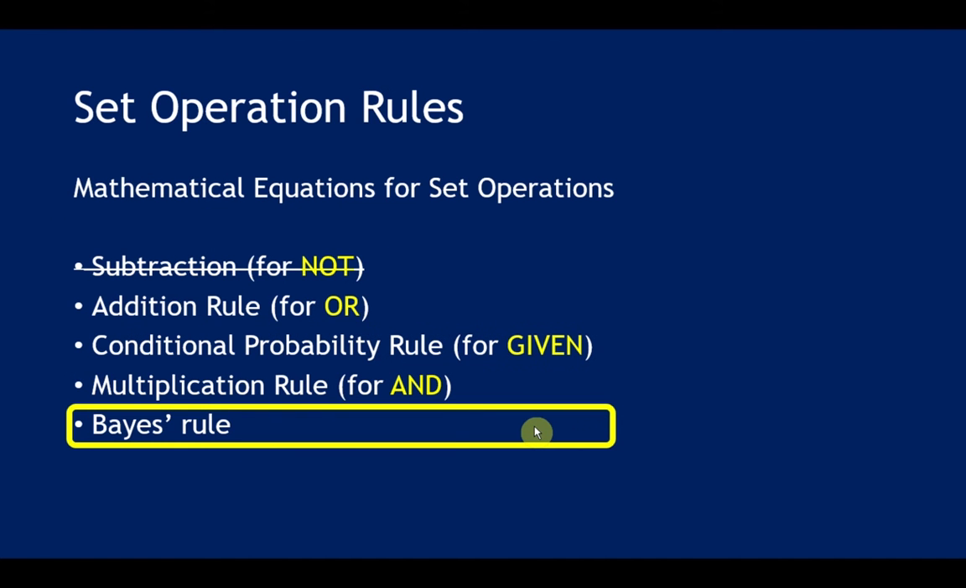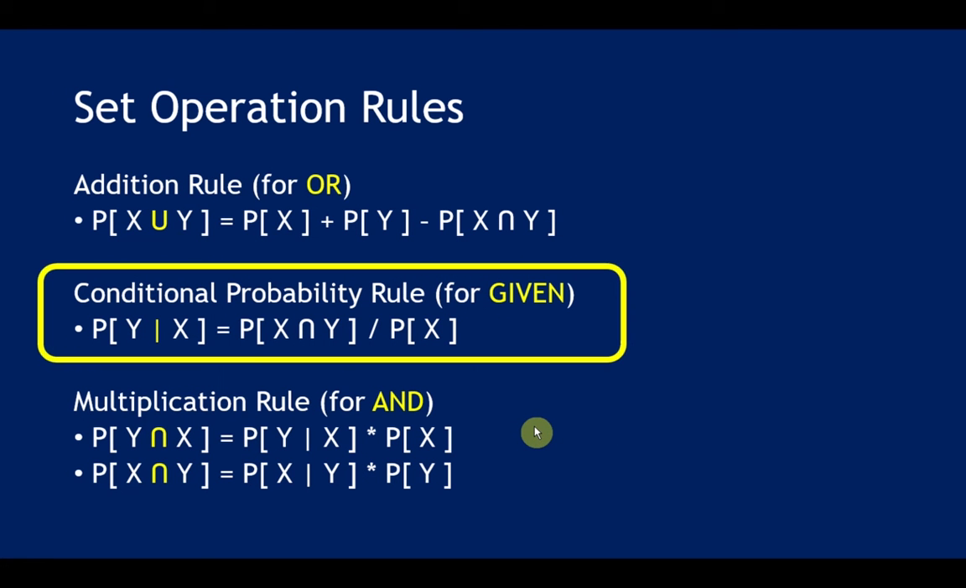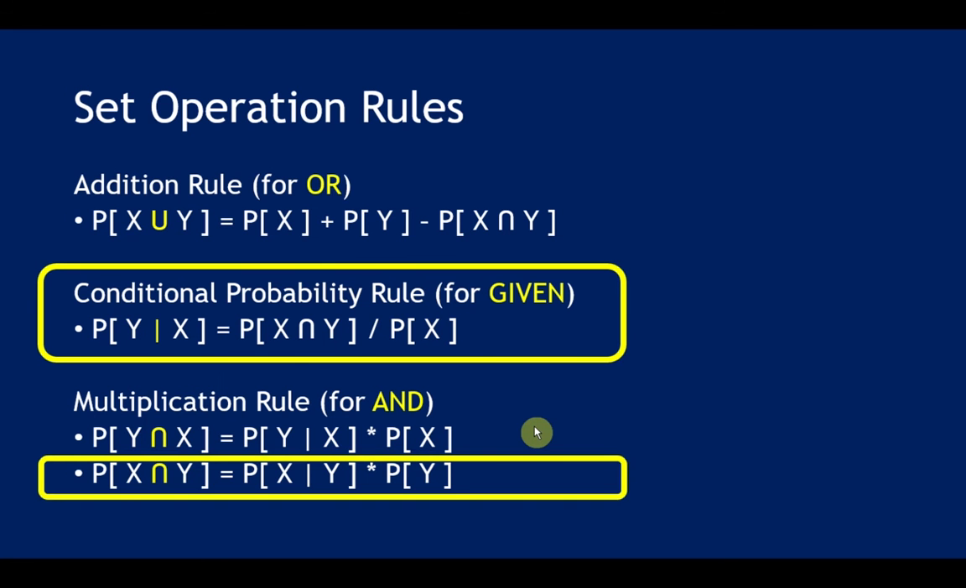And now we're going to use what we have learned to derive the Bayes rule, which is a very important rule for modern statistics. So let's take the conditional probability rule and the second version of the multiplication rule. We can combine them together to get the Bayes rule.